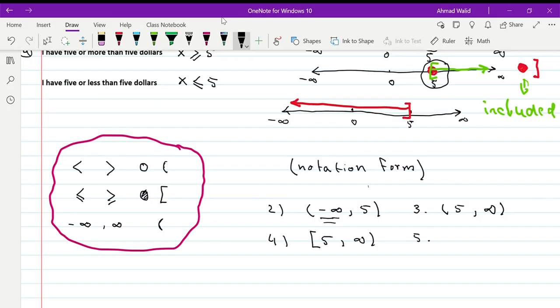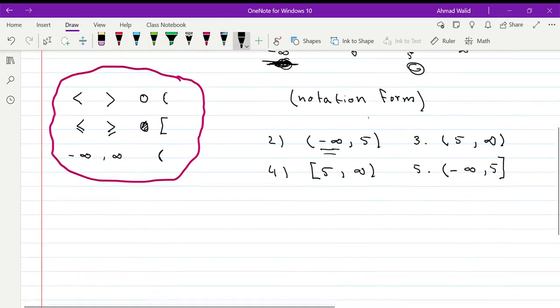Okay, where should you start? Should you start with 5 or from negative infinity, right? Of course, from negative infinity, because that's your smallest number. We follow the number line, right? Then parentheses, negative infinity, comma, 5, and for 5, bracket. Hope you understand how to write your answer in number line and also in notation form.